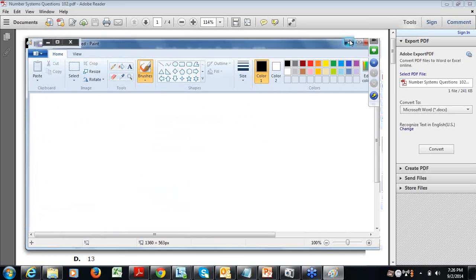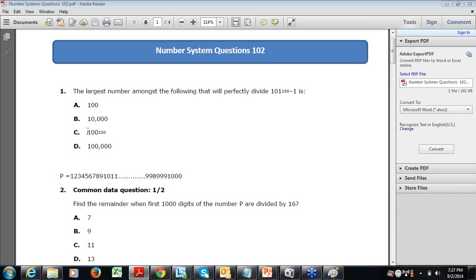What is another way? You can easily see 100 to the power 100 can never be an answer. And 100 will never be an answer. So what you have to choose is between 10,000 and 100,000. Now you solve this. So you are down to two options and you can solve in this.